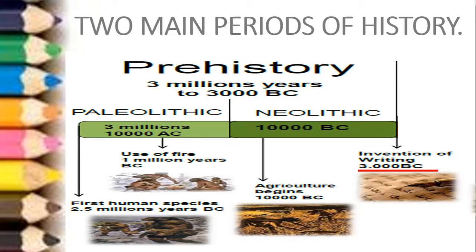There, the second phase of history began, and till the time people started writing, whatever happened was prehistory. So this was 3 million years before the birth of Christ to 3,000 years before the birth of Christ. So history started when there were 3,000 years remaining for Jesus Christ to be born. All right. And in prehistory, we have how man used fire, how man started agriculture, etc.